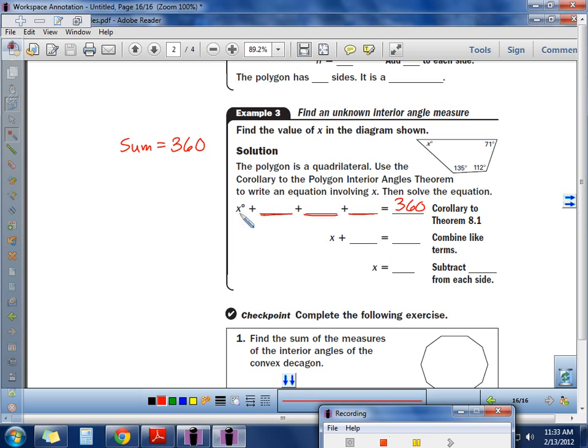So the first one, we'll put our unknown x. The second term, we'll say is that 135, 112, and 71. Simple algebra steps. Combine the like terms. What do we get? 318. To get x alone, what do we do? We subtract 318 from each side, and we get x is 42. So that angle, that missing angle, is 42. Any questions?